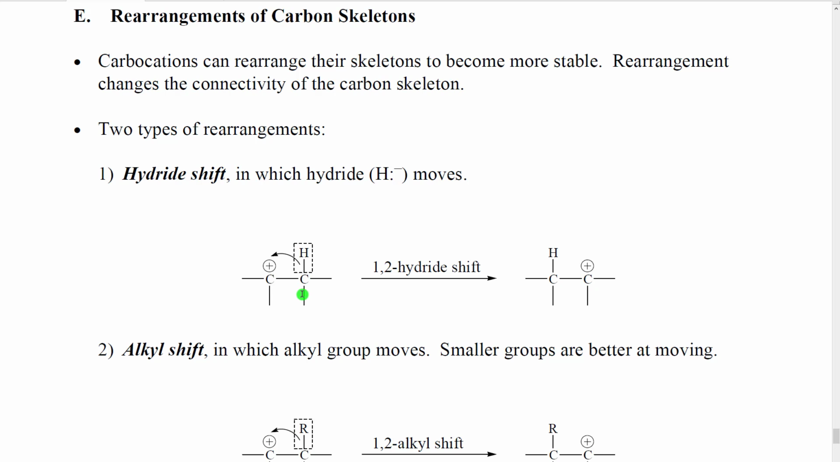It's important to note that in this shift, what is moving is the electrons, not the carbocation. So we don't draw an arrow showing the carbocation moving, we draw an arrow showing the bond containing the electrons moving. Starts on the bond, points to the carbocation.